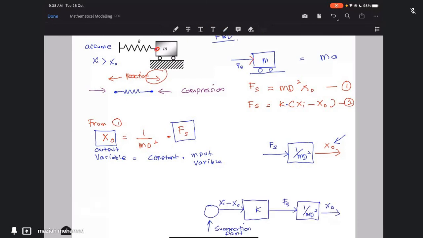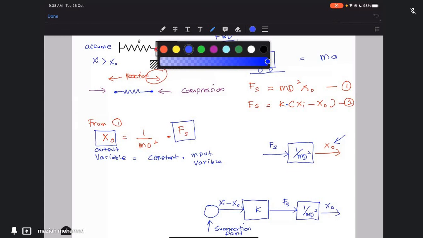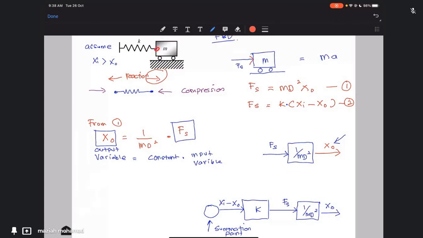So the characteristic of a summation point: it can receive many inputs, meaning you can draw 2, 3, or 5 input arrows to it, but it only has 1 output. You can only draw 1 output arrow from a summation point. We already have the output arrow xi minus x naught, meaning this summation point will receive 2 arrows.